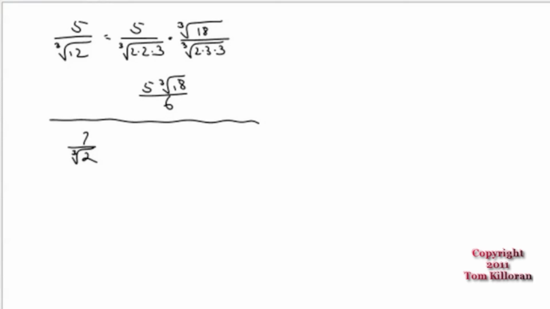How do I rationalize that? Well, the 3 tells you how many 2s you need. How many 2s do I have? Just 1, so I need 2 more. So what am I going to multiply top and bottom by? The cube root of 4. And then you get your final answer, which is not too bad. 7 cube roots of 4 divided by 2.